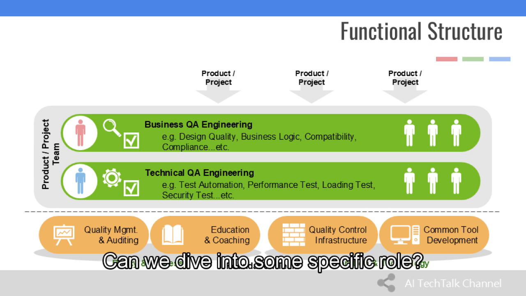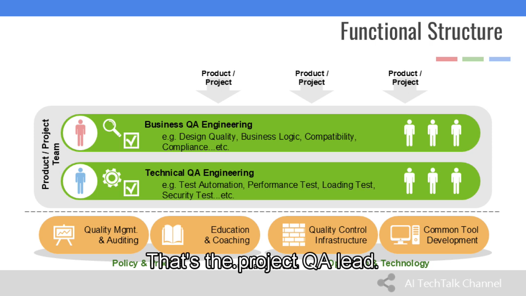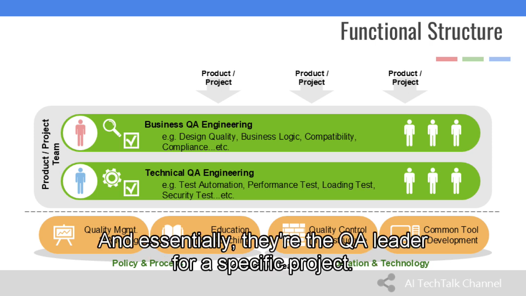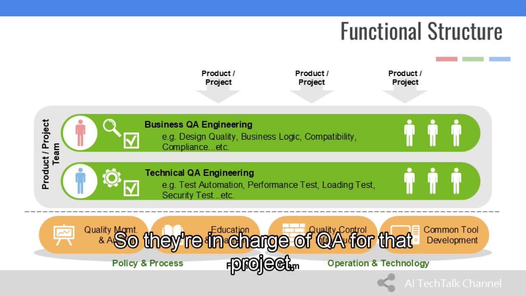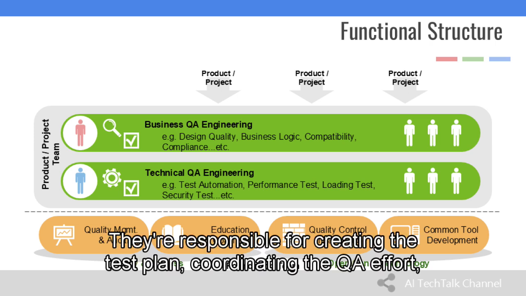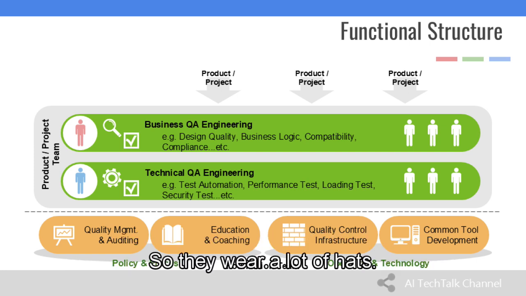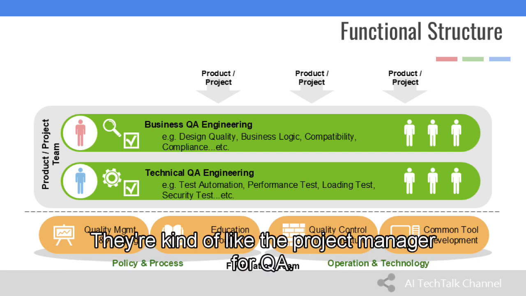Can we dive into some specific roles? Yeah, absolutely. So let's start with the PQL. That's the Project QA Lead. Project QA lead. Right. And essentially, they're the QA leader for a specific project. Okay, so they're in charge of QA for that project. Right. They're responsible for creating the test plan, coordinating the QA effort, reviewing test cases and bugs, and reporting on the overall quality of that project. So they wear a lot of hats. They do. They're kind of like the project manager for QA.